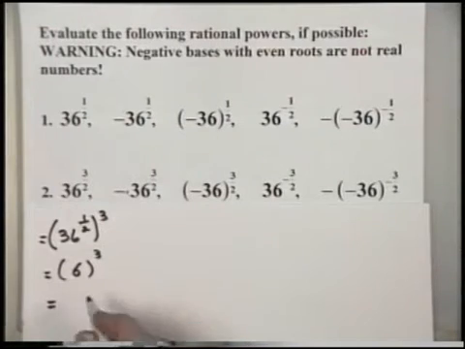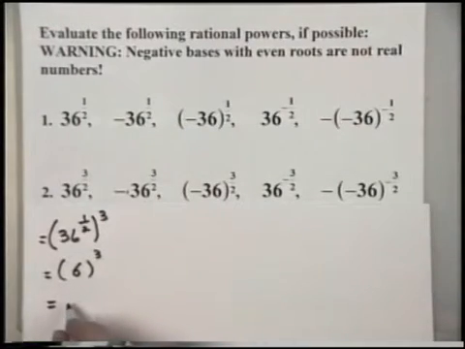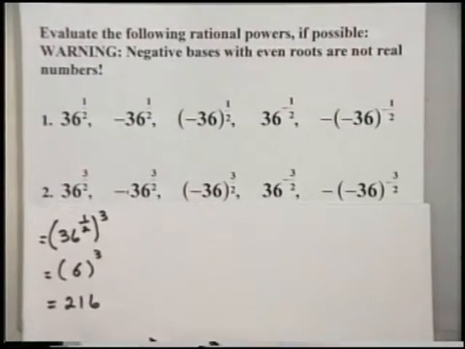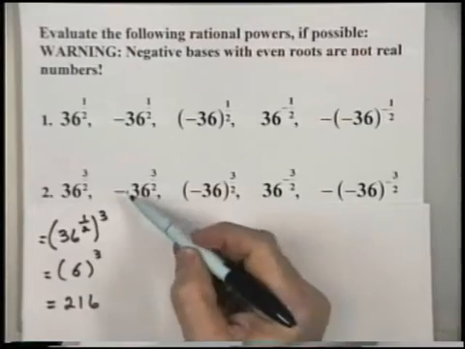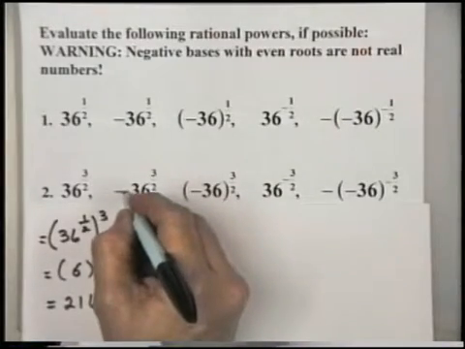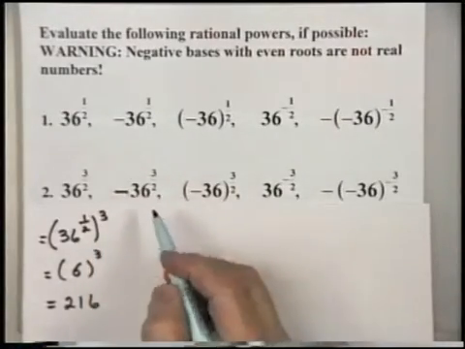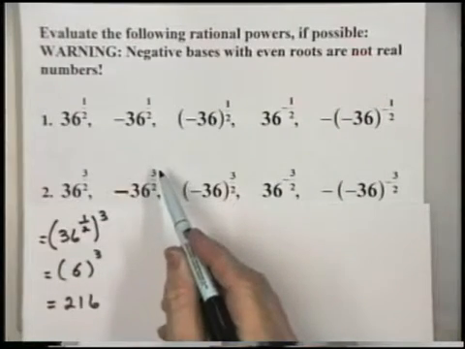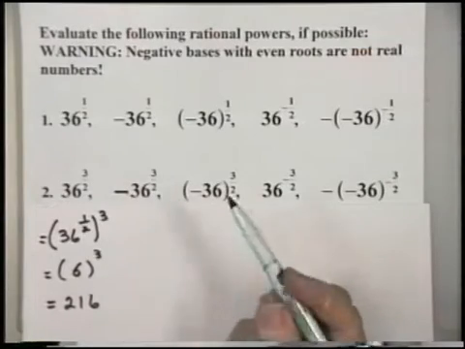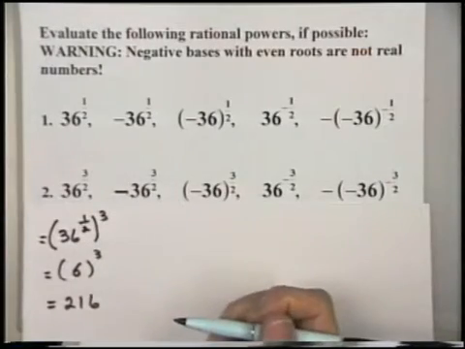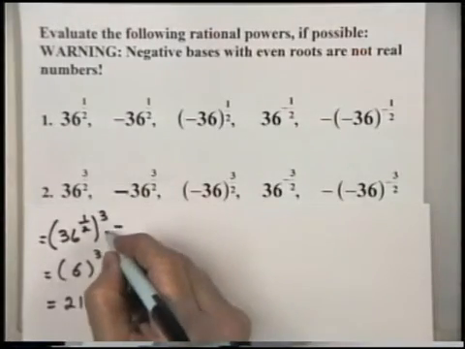And then 6 cubed, you might have to stop and figure that, but it is 216. And what about the next one? Well, there's a negative sign there. Here's a negative 36 raised to the 3/2 power. Again, it's like that one. That is not a negative base. That's the negative of what we just did.